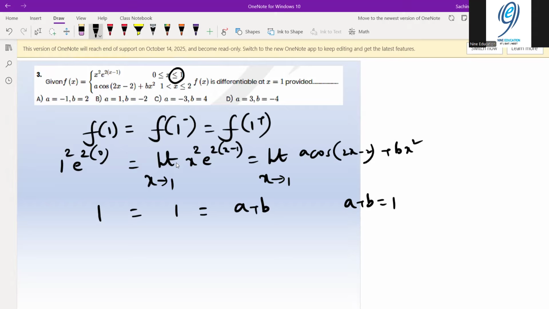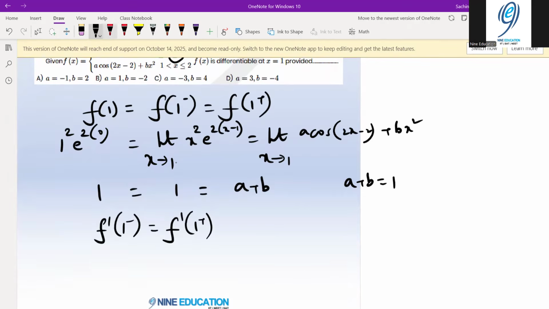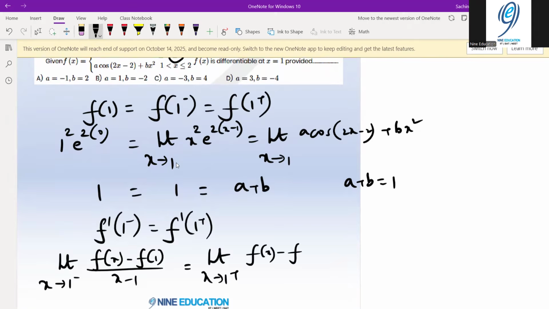Now for differentiability, you can apply the condition for differentiability, that is the left derivative at 1 should be equal to the right derivative at 1. Right? Now, generally, what is the definition of left derivative? Generally, the left derivative is nothing but limit as x tends to 1 minus of f of x minus f of 1 by x minus 1. And the right derivative is limit as x tends to 1 plus of f of x minus f of 1 by x minus 1. Right? So this is generally the formula for the left derivative and the right derivative.